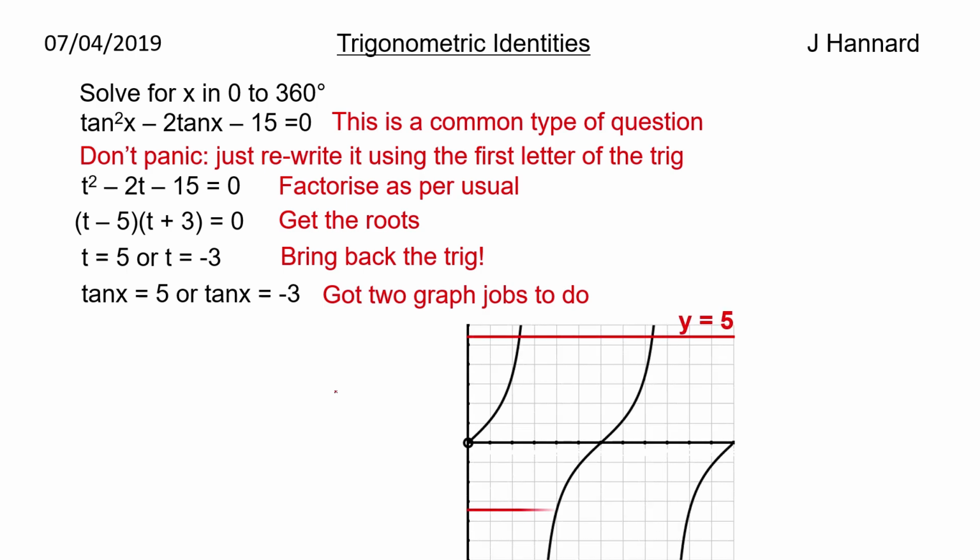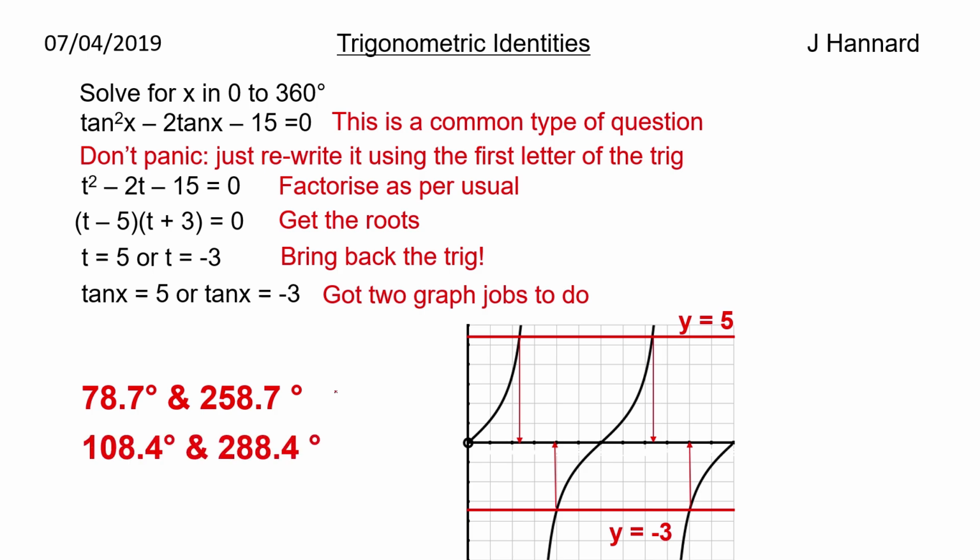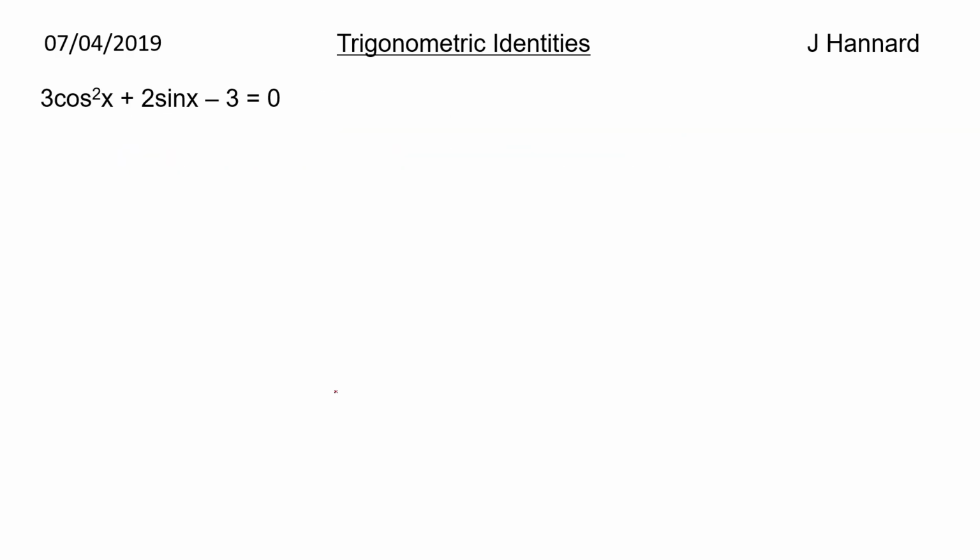We draw our two lines on, and this time we've got four solutions. So we do the shift tan of 5, which will get one answer. We'll do the shift tan of minus 3, which gets the other answer. And then we'll add on 180 to those respective answers. So we'll get 78.7 and 258.7 and 108.4 and 288.4. Four solutions there.